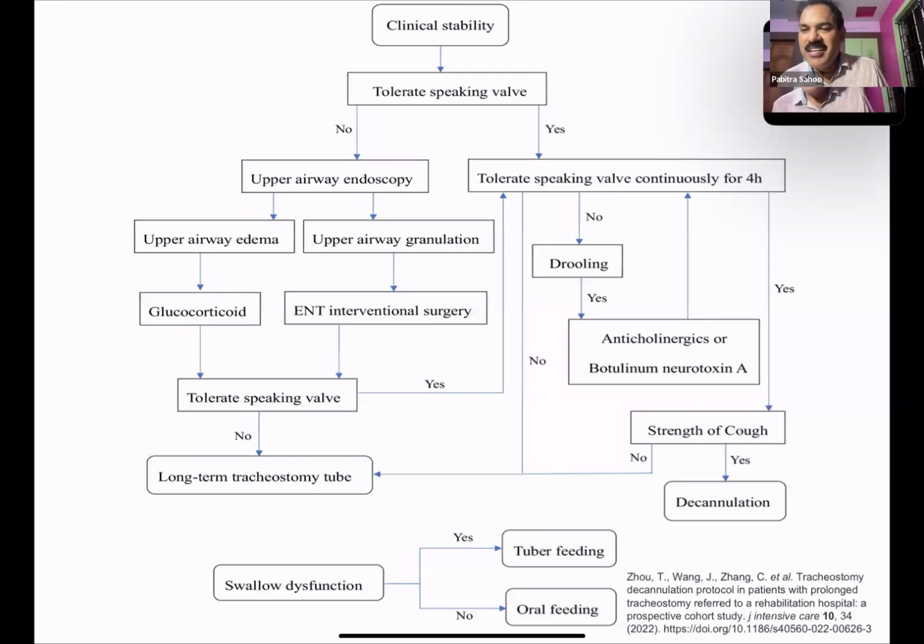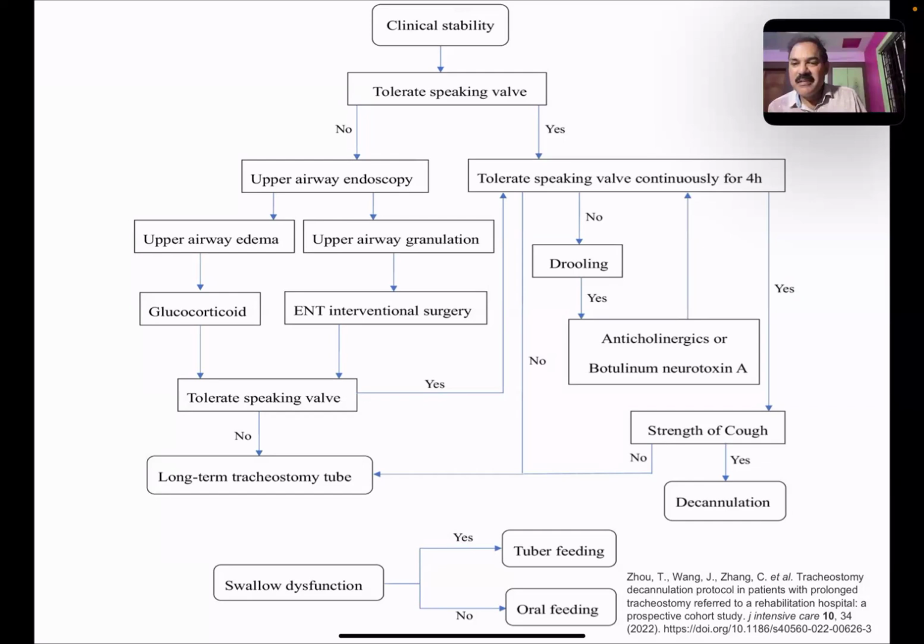Thank you, Abhishek. Next question. Suppose somebody has come with a number 7 size tracheostomy tube. Still, do you go for a downgrade, or can you straight away go for decannulation? Sir, 7 is actually, you can directly go for decannulation.